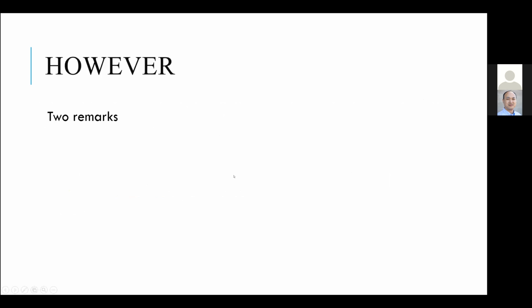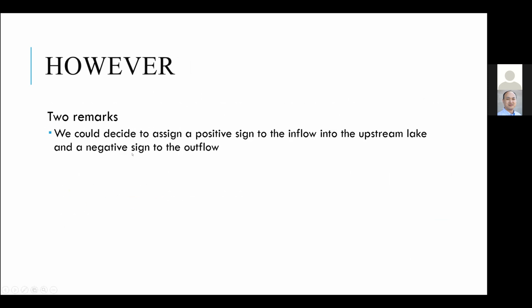However, by using this definition, there are two remarks. The first remark is that we could decide a sign. We could assign a positive sign to the inflow, and we can assign a negative sign to the outflow. That means that we can change our sign by ourselves.